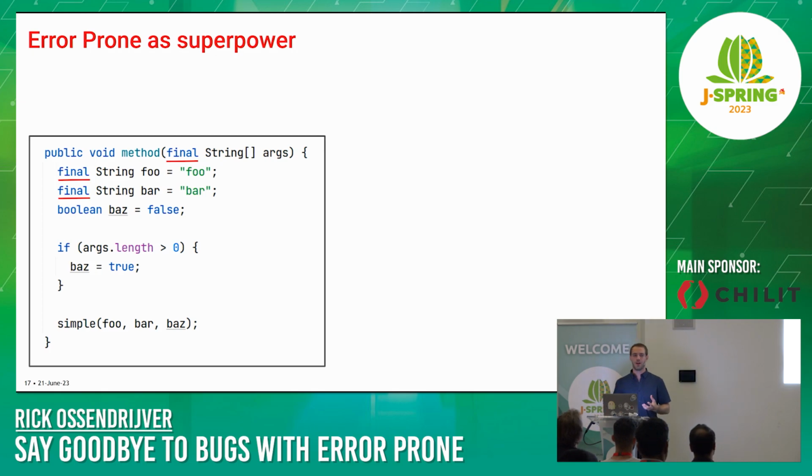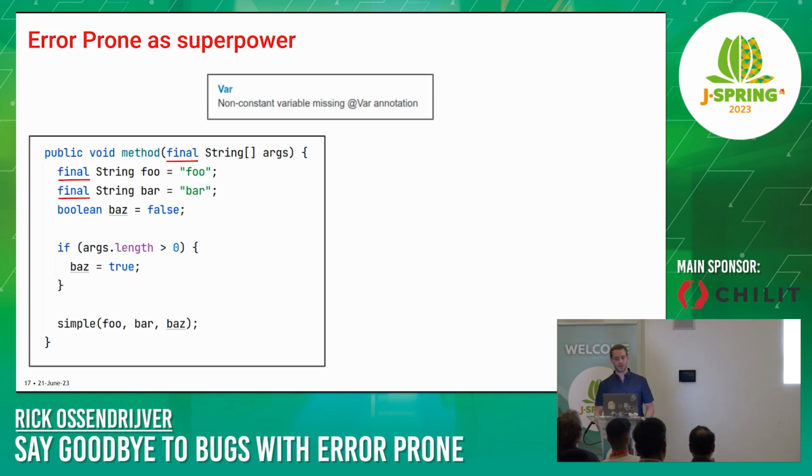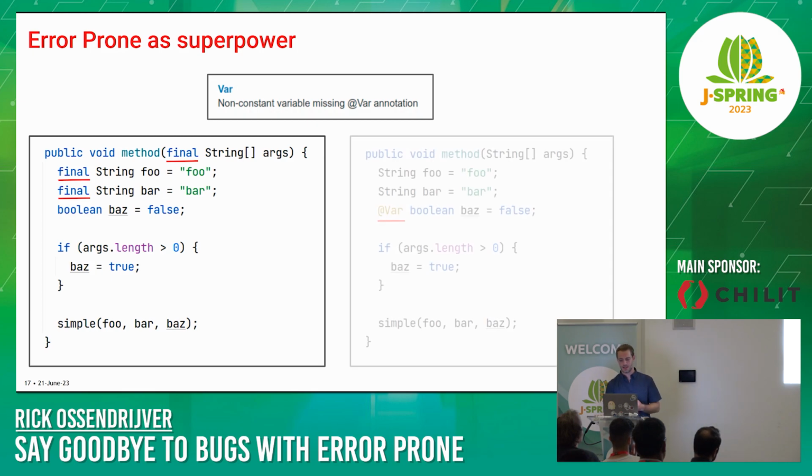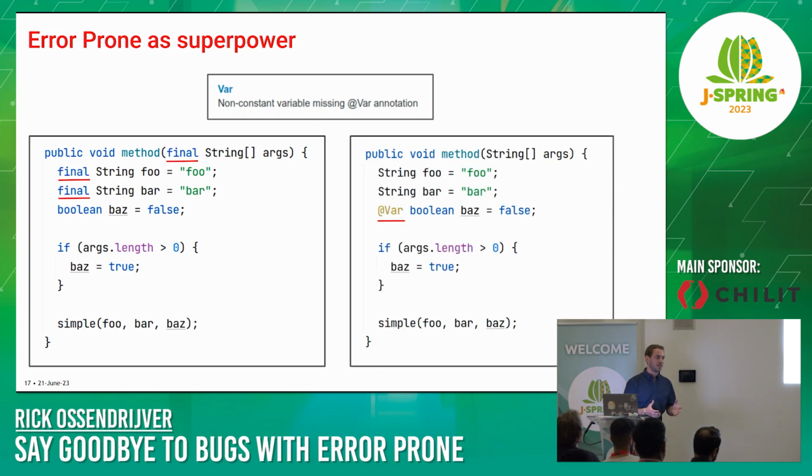But this is where error-prone can come in, and it can actually fully flip the default for you with one error-prone check, and that's called the var check. What that says is, hey, the default is now that a local variable is immutable, but if it is mutable, then you need to add an annotation, the @var annotation, and then it's really clear that you're actually talking about something that is mutable. So your code gets a lot cleaner, especially if you're immutability focused.